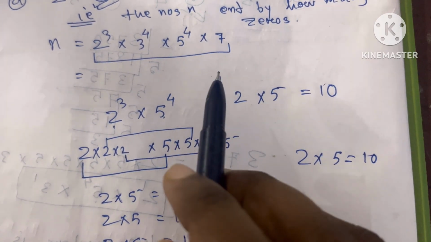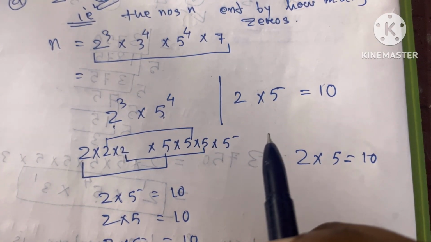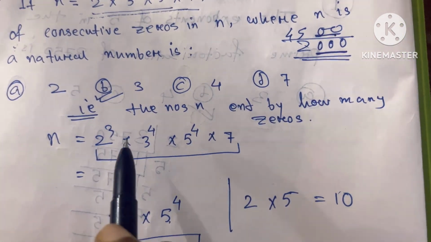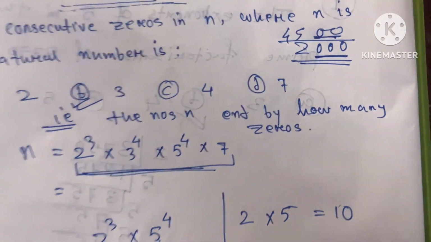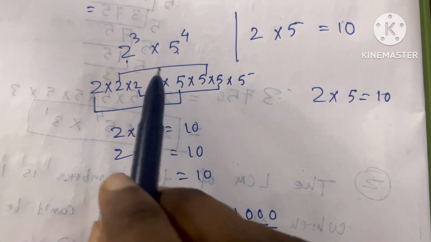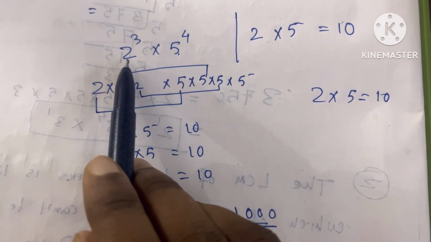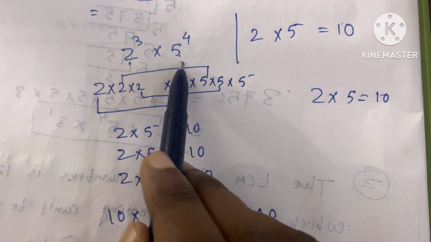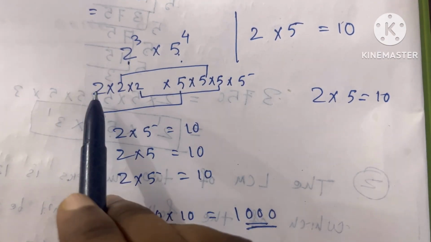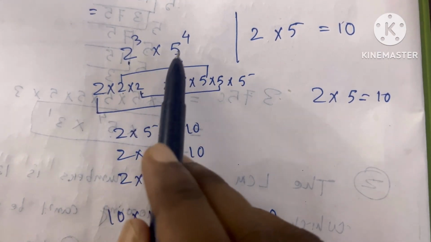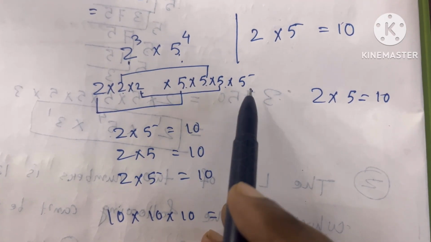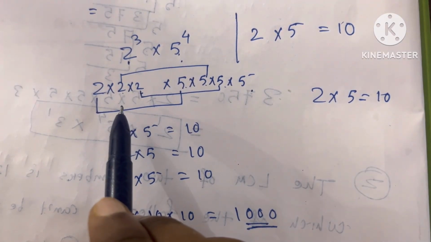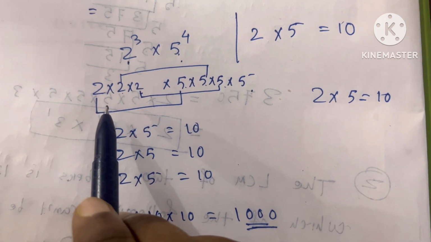So how many zeros will come depends on how many tens we will get from here. That's why I take the prime exponents of 2 and 5. So 2 power 3 means 2 into 2 into 2, and 5 power 4 means 5 into 5 into 5 into 5. Now we'll make pairs of 2 and 5.